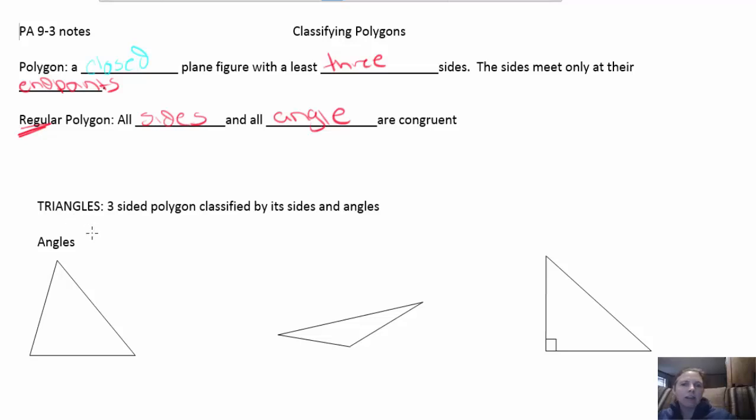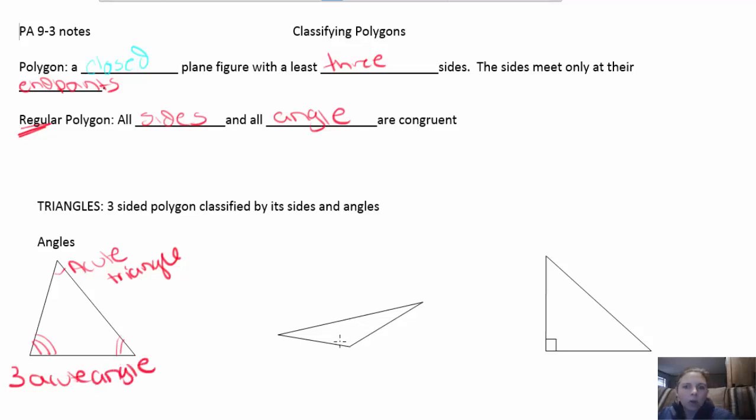Triangles can be classified by their sides and their angles or both. If we're just dealing with the angles right now, when you look at these, all 3 of these angles are acute. So this is an acute triangle. That means 3 acute angles to be an acute triangle.